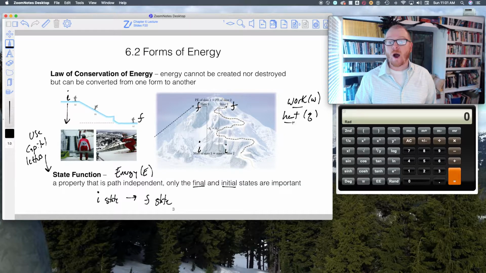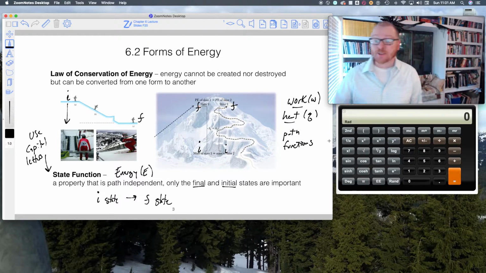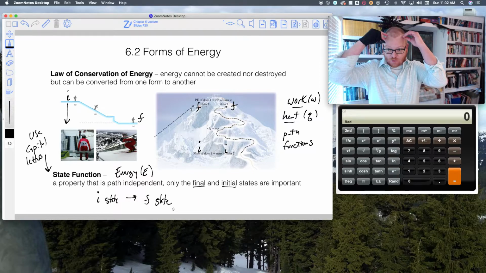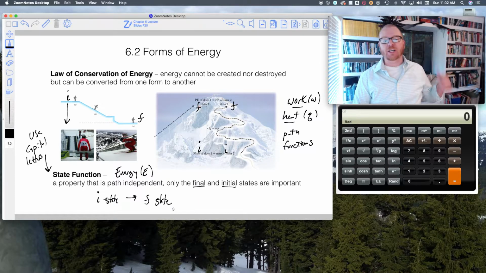So these two quantities are both path functions. For heat and work, it does matter how you do it, right? This skier climbing up this hill is going to be doing a lot more work than this skier taking the lift. However, both of them will have overall the same change in potential energy. So we kind of have to wrap our heads around that, okay? State function, only the initial and final state matter. Path function, the path definitely matters, okay?